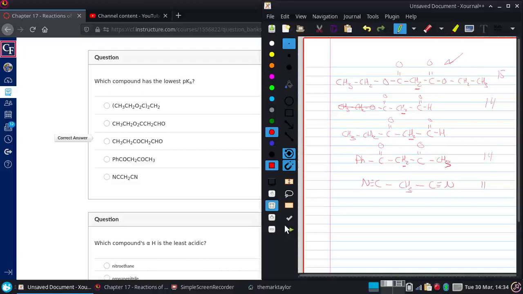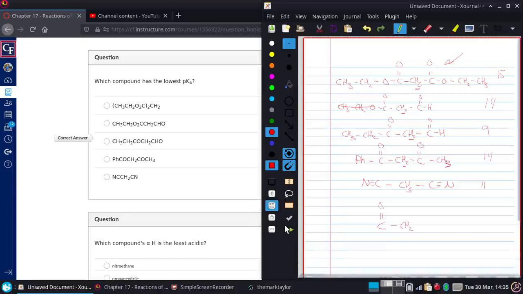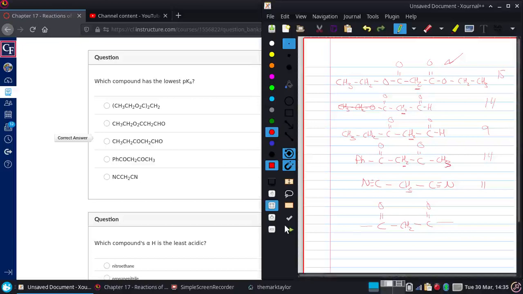Neither one of those are pulling a lot from that carbonyl, so that carbonyl is still quite withdrawing. So that is going to be our lowest pKa, probably closest to around 9. So what we're kind of looking for to get this as low as possible, you kind of want those beta ketones. And then what we want is something that's withdrawing groups. So I'd like nothing to affect those carbonyls.